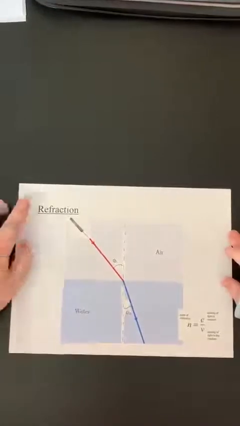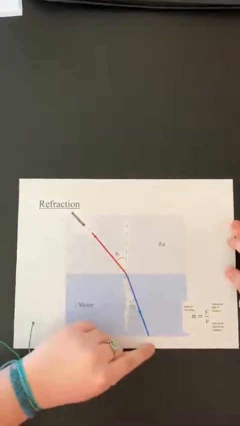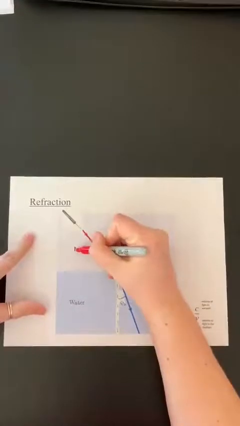This picture illustrates a beam of light that is bending as it travels from the air into water. The beam of light coming from this laser here is again called the incident ray.